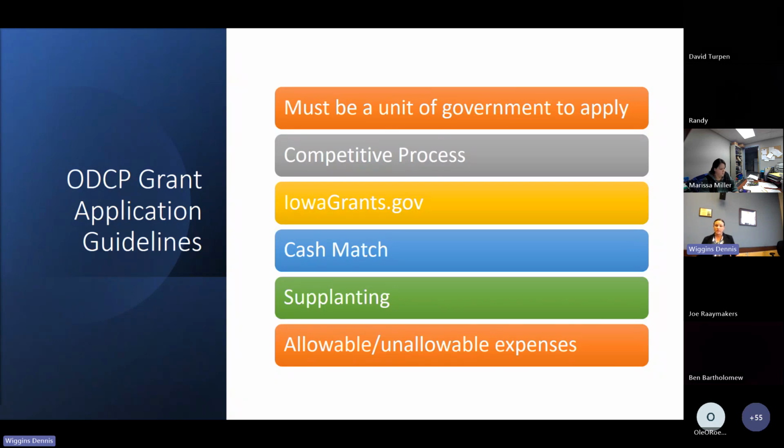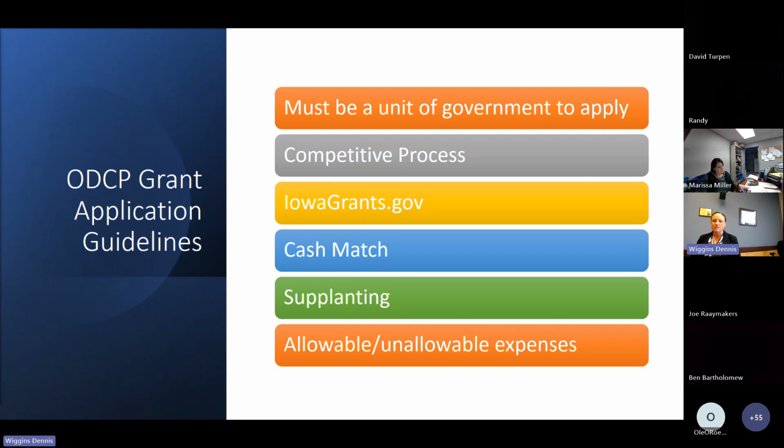Cash match depends on the grant. So in our current Byrne JAG application process, it is open. This is our biggest one. This is where we're encouraging applications right now. It closes March 8th. Everybody write it down, iowogrants.gov, Byrne JAG, get your applications in. We eliminated the cash match for this cycle, and we're going to see how that goes. But again, it is still encouraged.